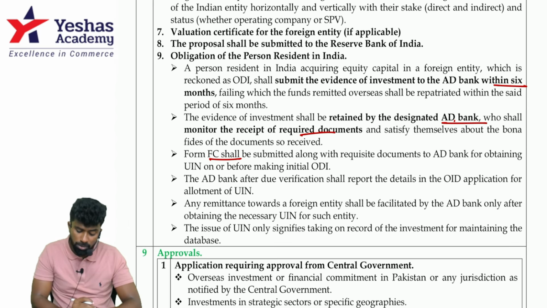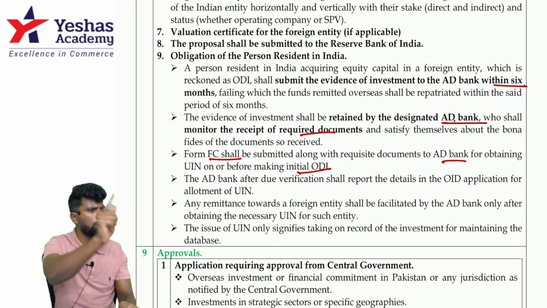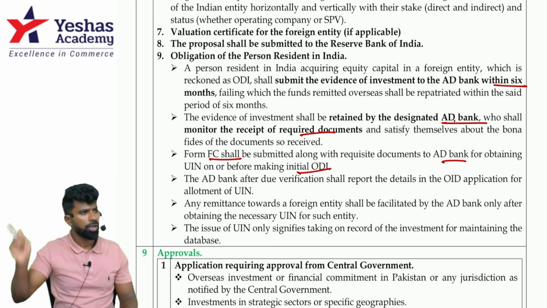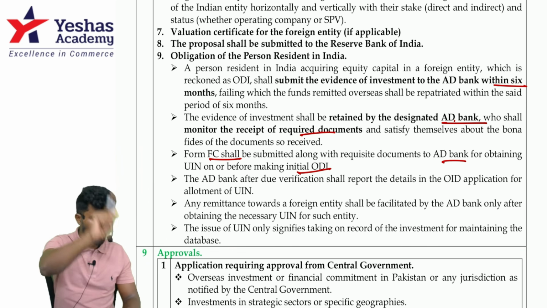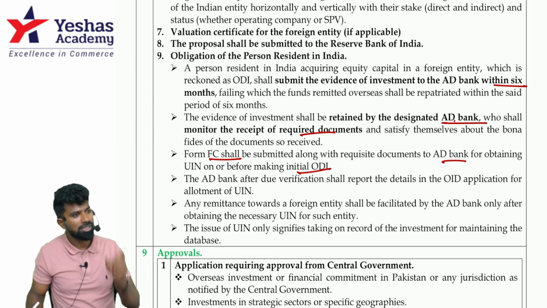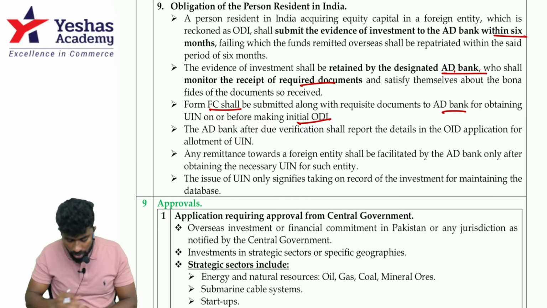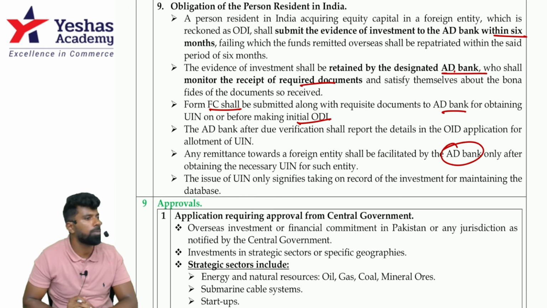Form FC shall be submitted along with the requisite documents to the AD Bank for obtaining the unique identification number on or before making the initial ODI. We discussed this, right? You make an application for the ODI. ODI forms go to the AD Bank. AD Bank forwards the application to the RBI. You get the approval, you make the investment outside India, and give a report within 6 months. If not done, you repatriate back to India and sell it to the authorized person within how many months? 6 months. Any remittance towards a foreign entity shall be facilitated by whom? AD Bank only.